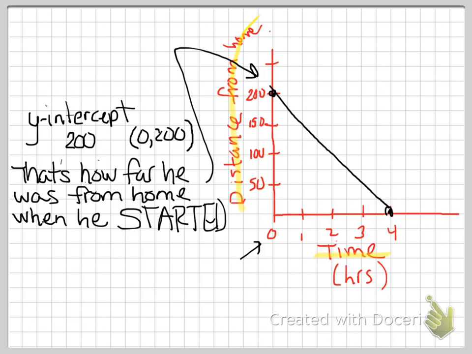Okay, so what is the x-intercept? So if I asked you what the x-intercept is, what would you say? And you should say 4, or the ordered pair, 4, 0. Okay, what does that mean? That means it took him 4 hours to get home.